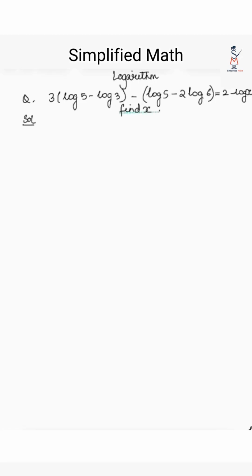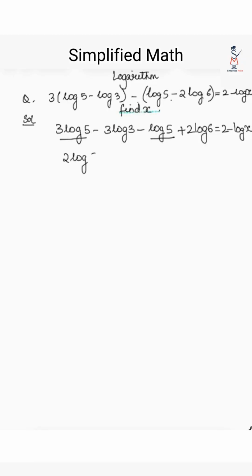As we open normally, this becomes 3 log 5 minus 3 log 3. We'll open the second bracket: minus log 5 plus 2 log 6 is equal to 2 log x, right? Now 3 log 5 and minus log 5 we will club together. It will become 2 log 5 and the rest will be the same: minus 3 log 3 plus 2 log 6 is equal to 2 log x.